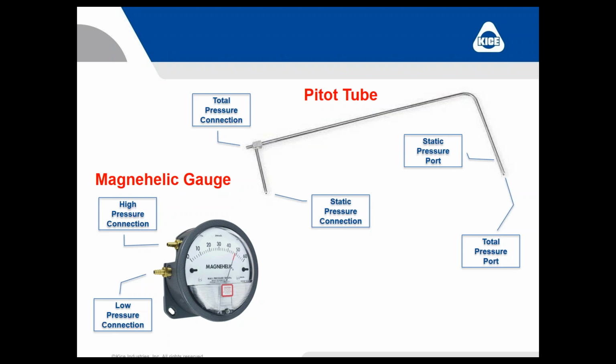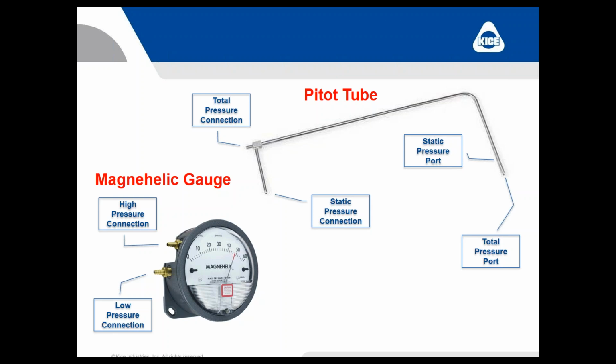As we go right to left, there is a total pressure connection and a static pressure connection. So on a pitot tube, they're all the same. There's a total pressure port, a static pressure port, a static pressure connection, and a total pressure connection. And then you have some tubing, and then you have your magnehelic gauge.